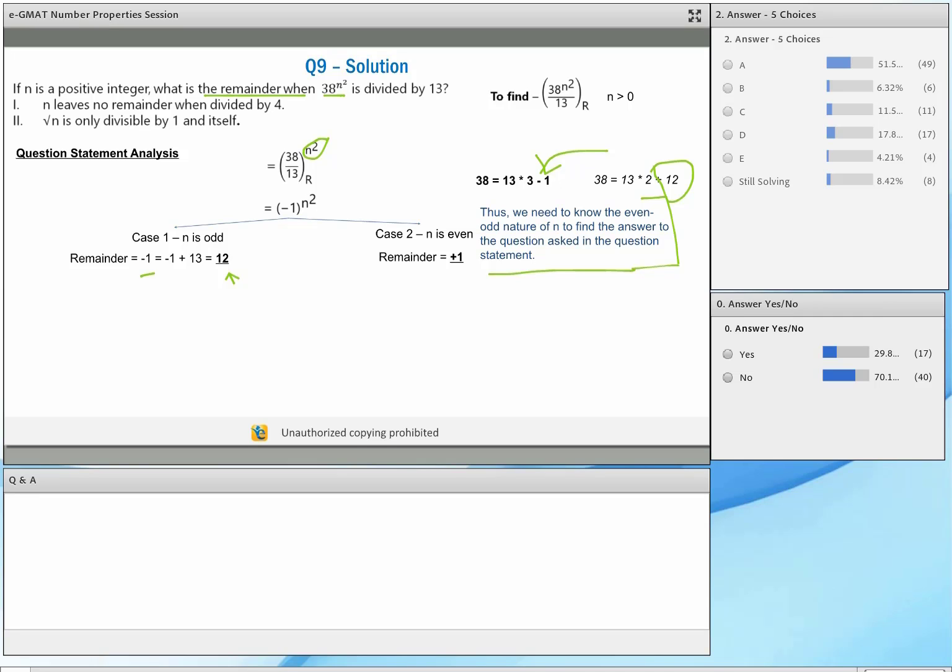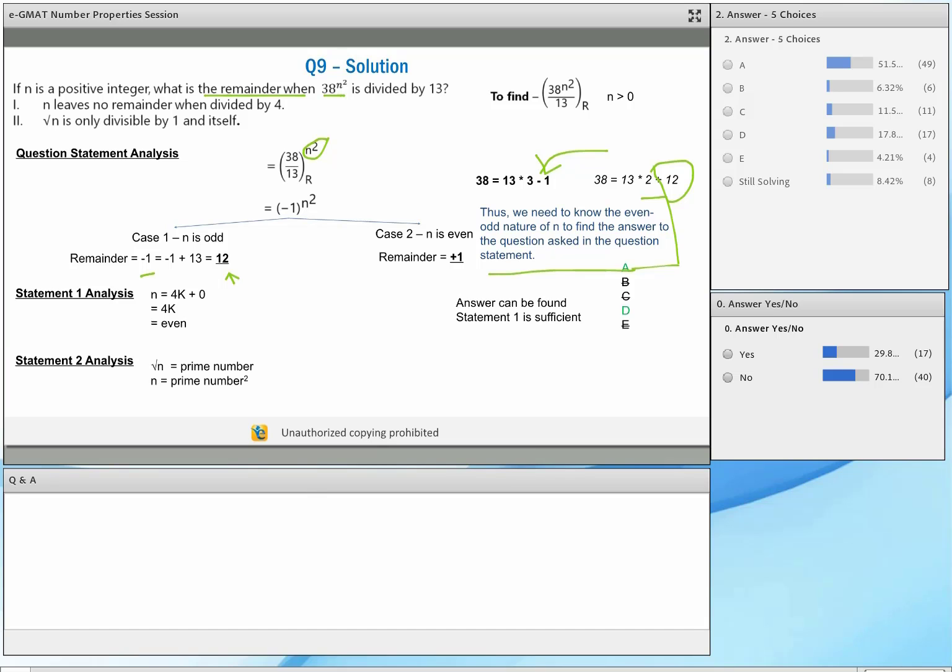Now, what I'm looking for from the individual statements is, can I know for sure if n is even or if n is odd? Now I take a look at statement 1. n leaves no remainder when divided by 4, which means n is an even number, right? Which means that statement 1 is sufficient.